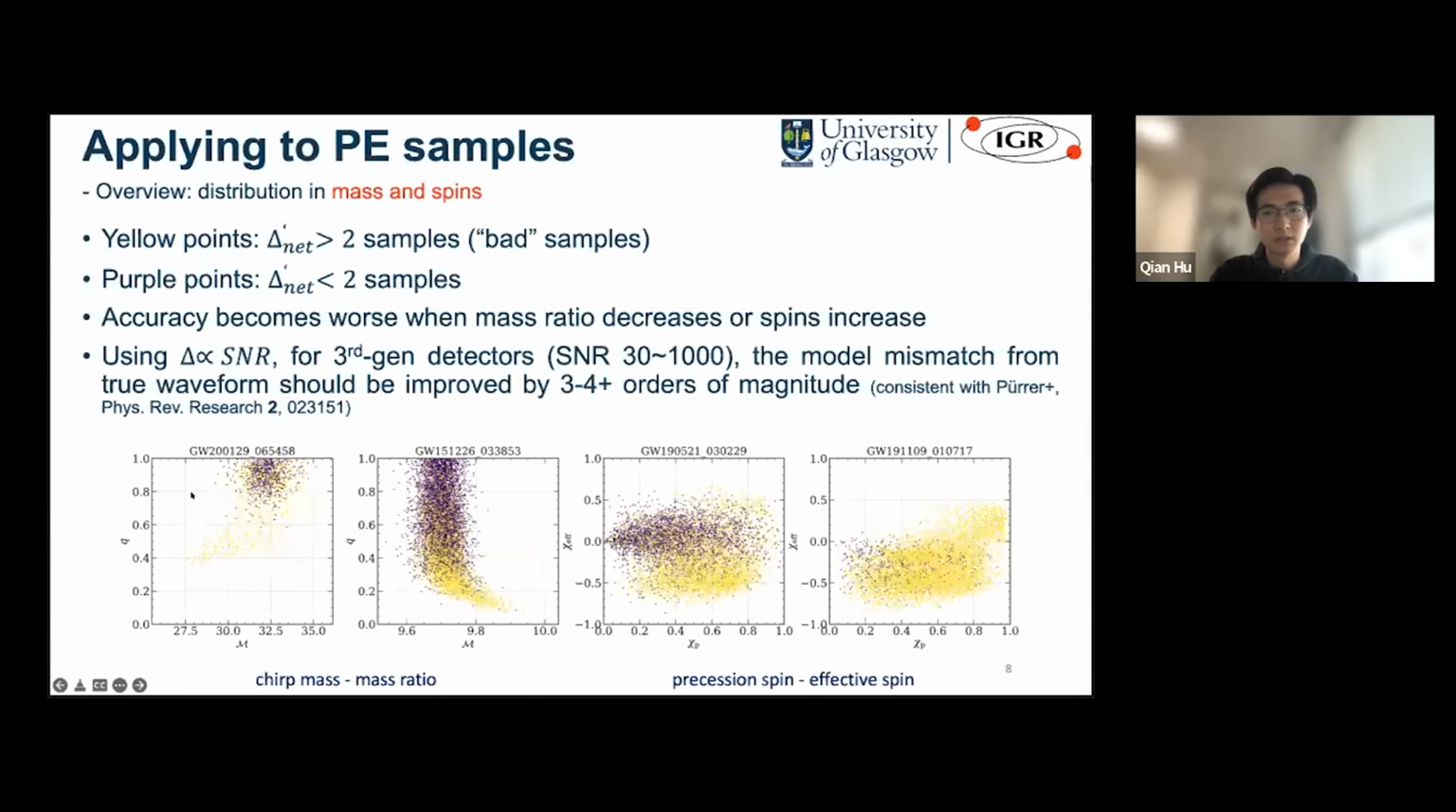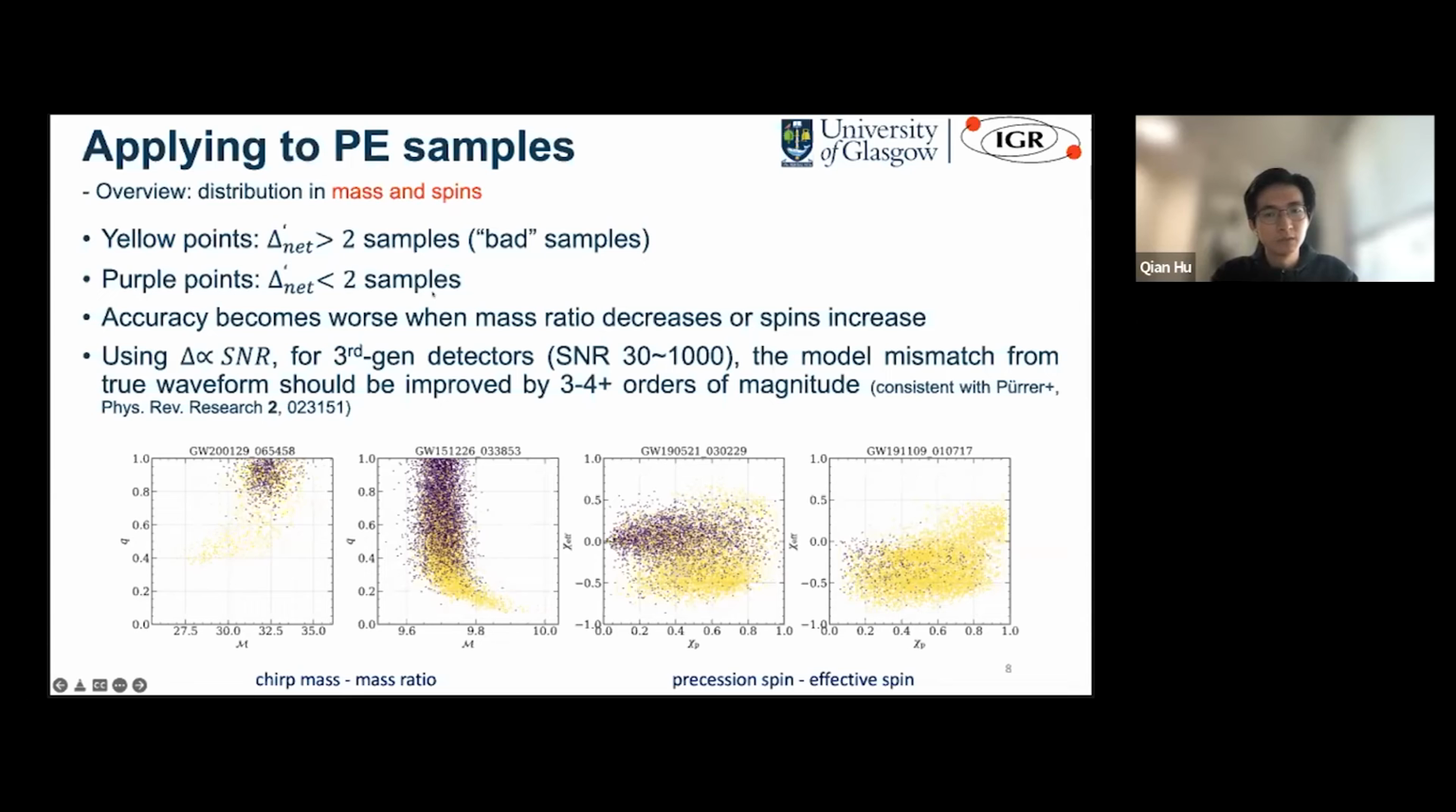Here the plot shows the bad samples mainly come from the low mass ratio region or high spin region. Here each subplot is an event showing the delta's distribution in the parameter space. We have mass and spins. So we can see the yellow points, the bad points, are denser at the low mass ratio region or high spin region. It means the waveform accuracy becomes worse in those regions, and sometimes they cannot pass our evaluations. At least one of the waveform models is inaccurate.